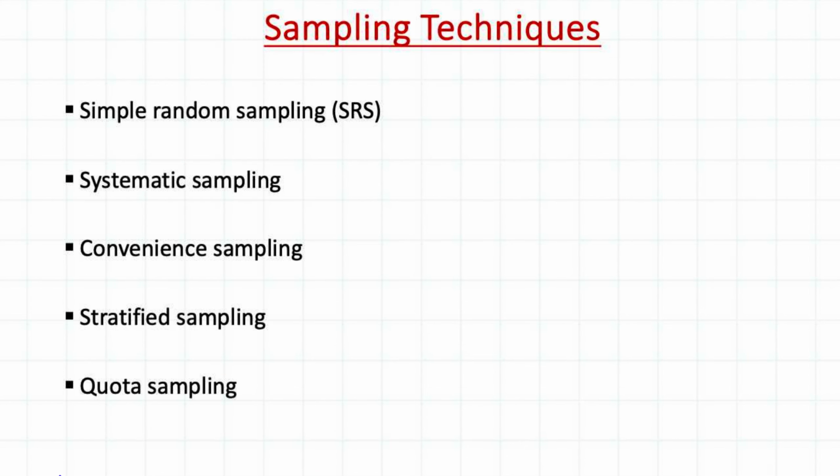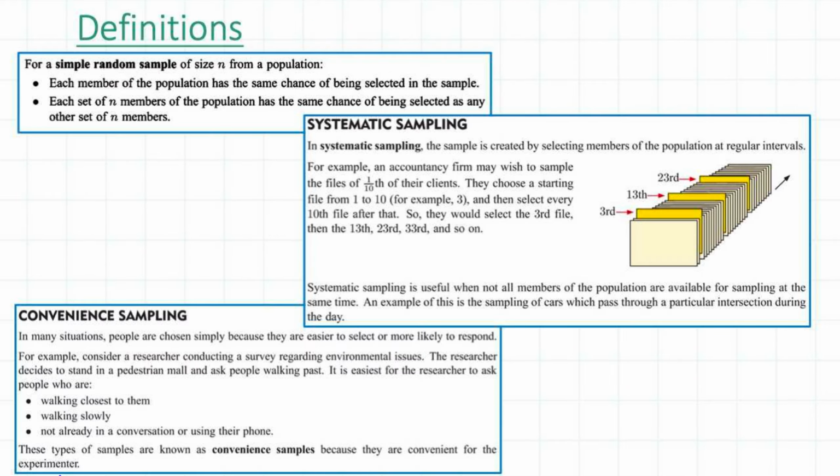So these are the different sampling techniques. These are the individual names, but sometimes some of these sampling techniques are merged together. So the most basic one is simple random sampling, and then we have systematic, convenience, stratified, and quota. We'll go through the definition of each one and then do a very simple question on one of them.